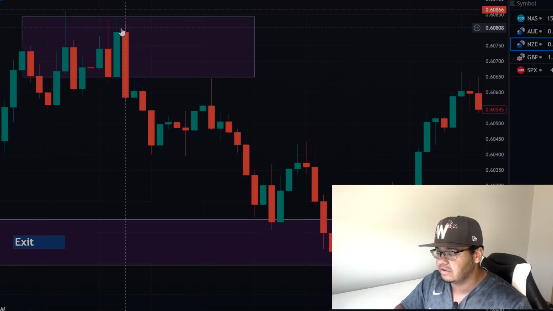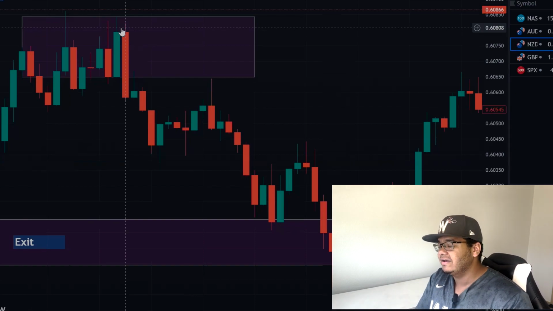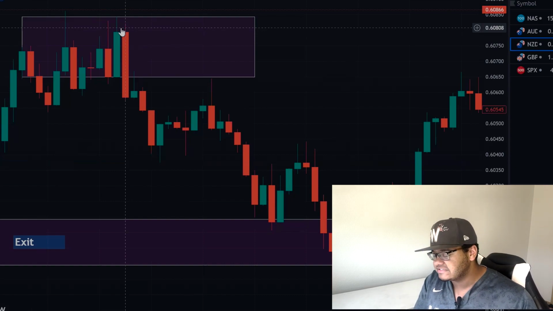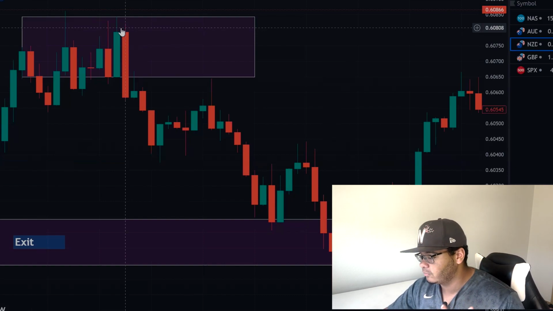So this could give me an indication that price may want to provide some bearish momentum at some point. Again, it's not the cleanest, clearest signs and confirmations when it comes down to looking for a sell.